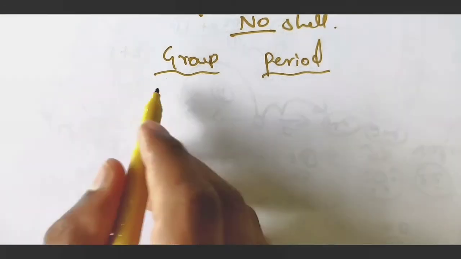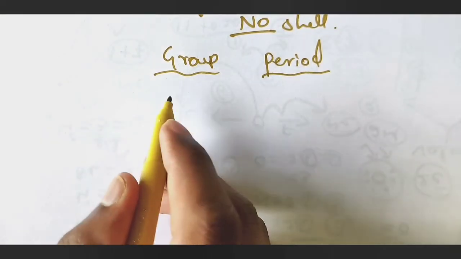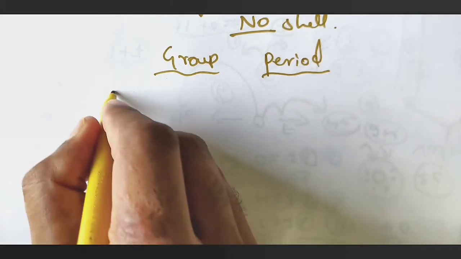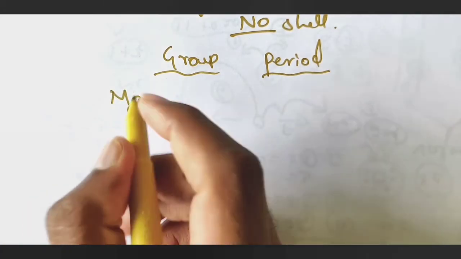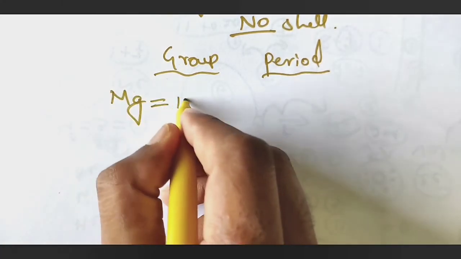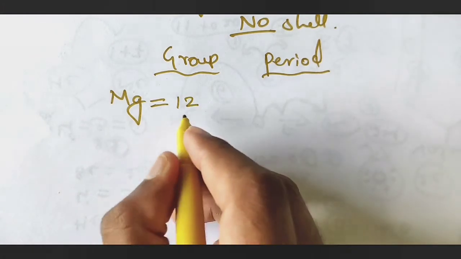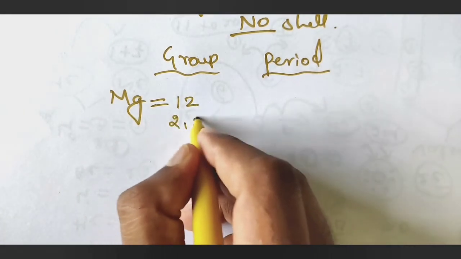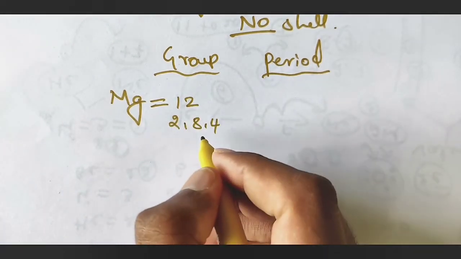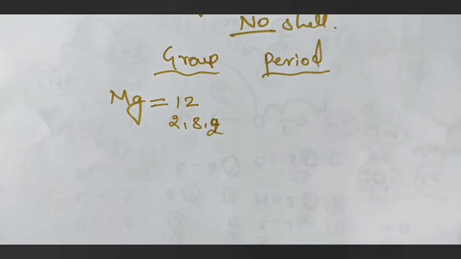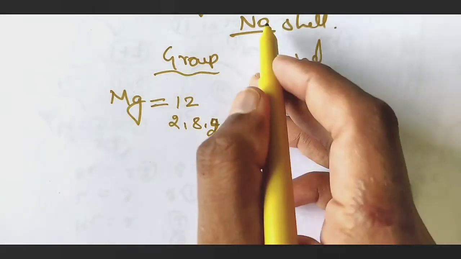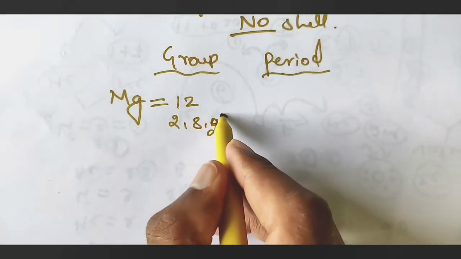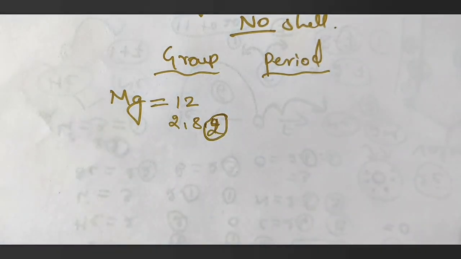So in order to find out the group, they have simply given the element. For example, they have given the element magnesium. You know the atomic number of magnesium? That is 12. So what you are going to do now? You are going to write 2, 8, 2. First you are going to write its electronic configuration. So by knowing its valence electrons, you can easily find out the group.